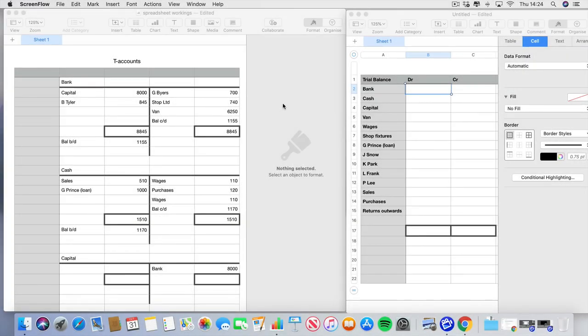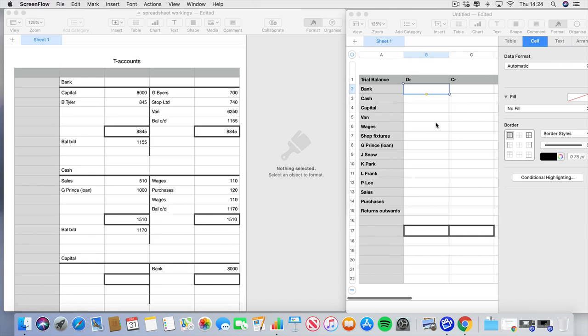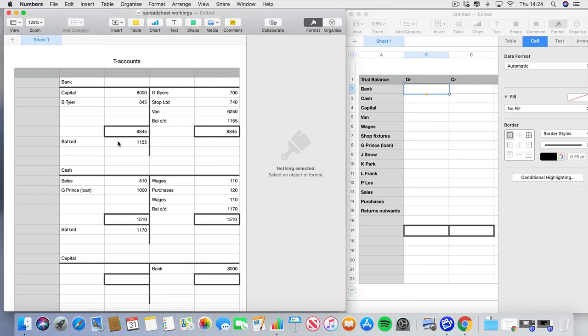Okay then, so I've got my screen here with my T accounts, which we've just worked through, and I've got the trial balance on the right hand side. So I'm just literally going to fill in the figures from what we've just done previously. So we're going to go to the bank account first. Now the bank account we did actually balance, and it has a balance brought down of 1,155. Now the balance brought down is what you use, that's the sort of ending balance if you like.